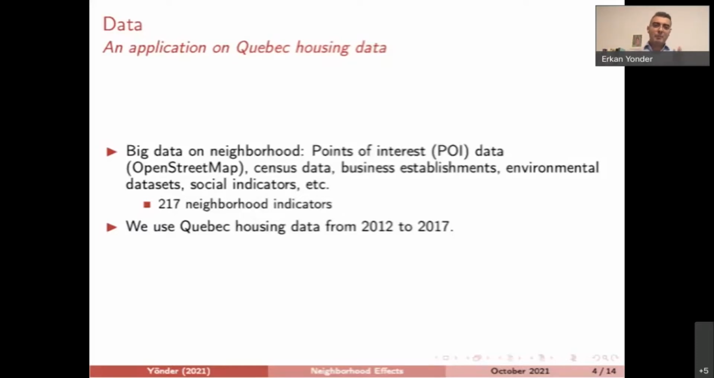So in this project, we use 217 additional neighborhood indicators in our model. So for our application, that's our idea. That's the data set we had when we started this project. We started with the Quebec housing data. We want to extend this project to the commercial space as well. So if you want to share any data or want to talk about it, we can discuss these also. But for this specific application, we used Quebec housing data.